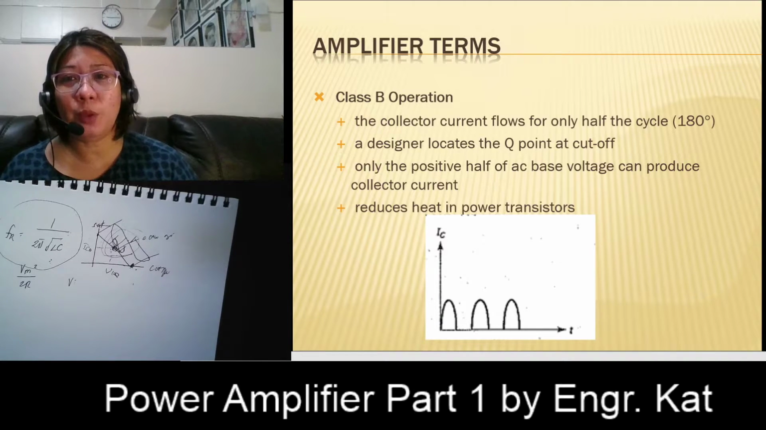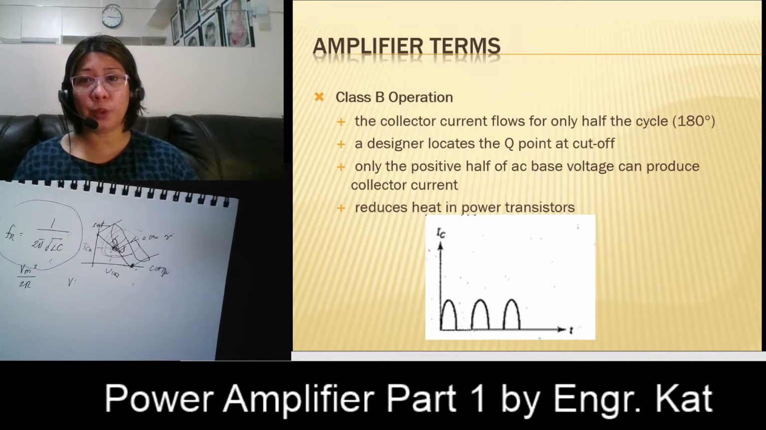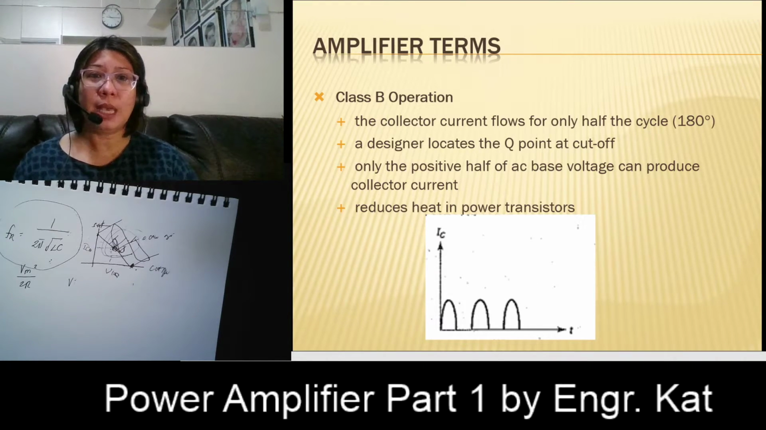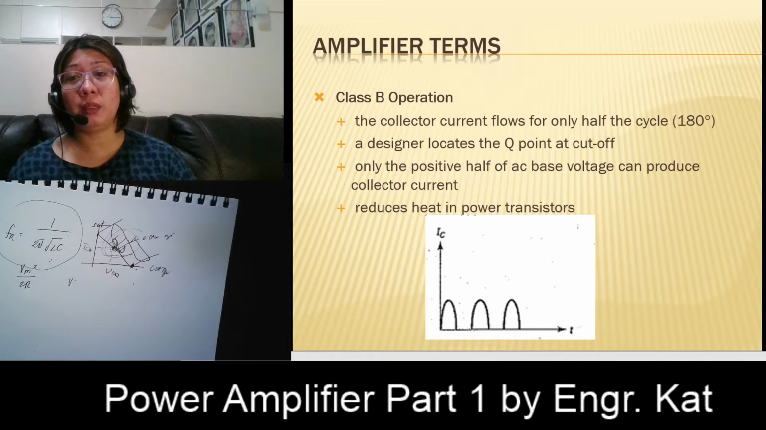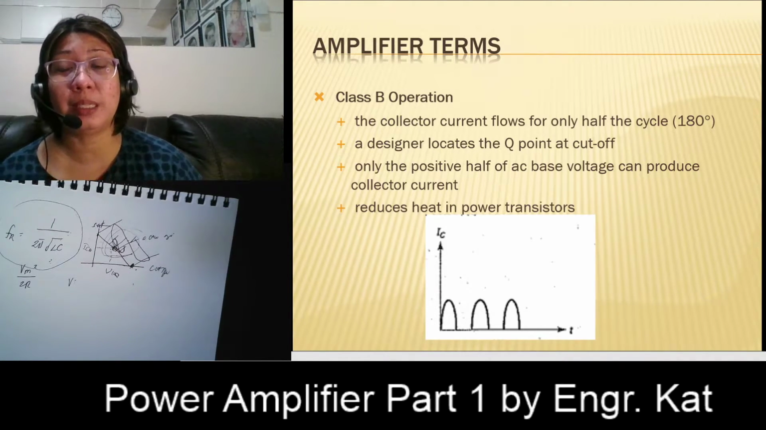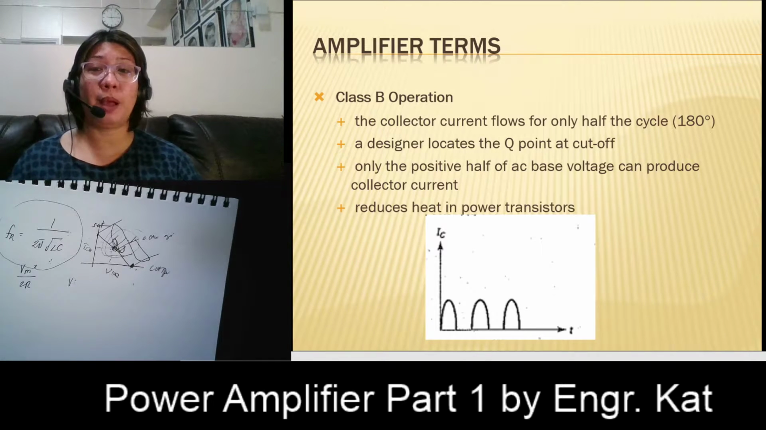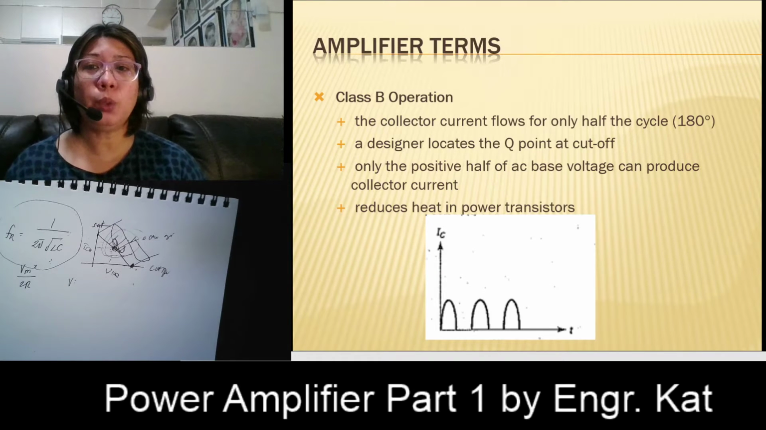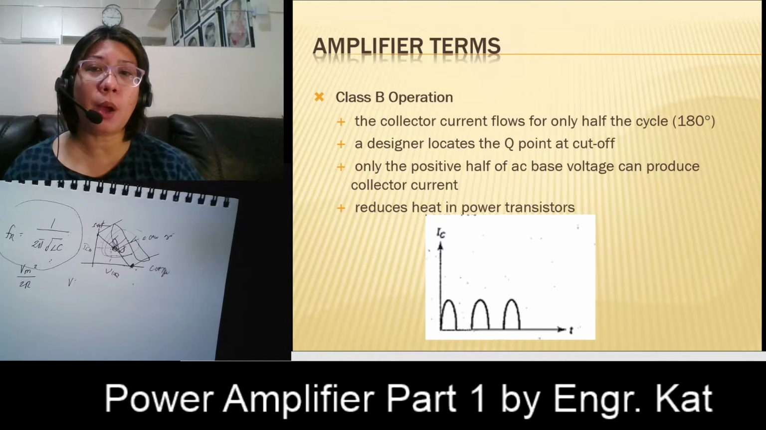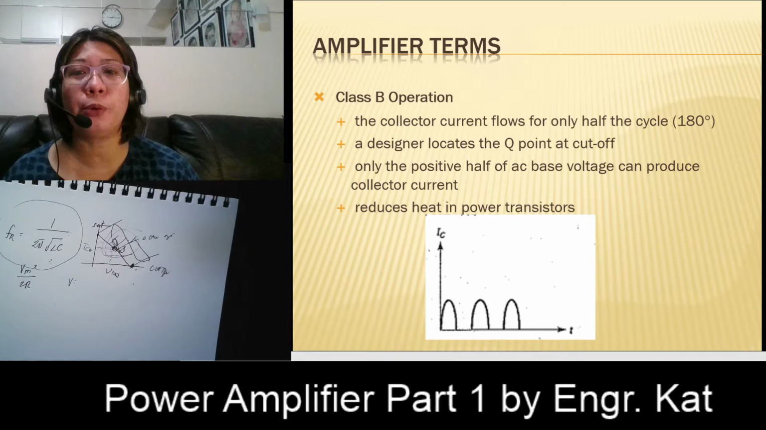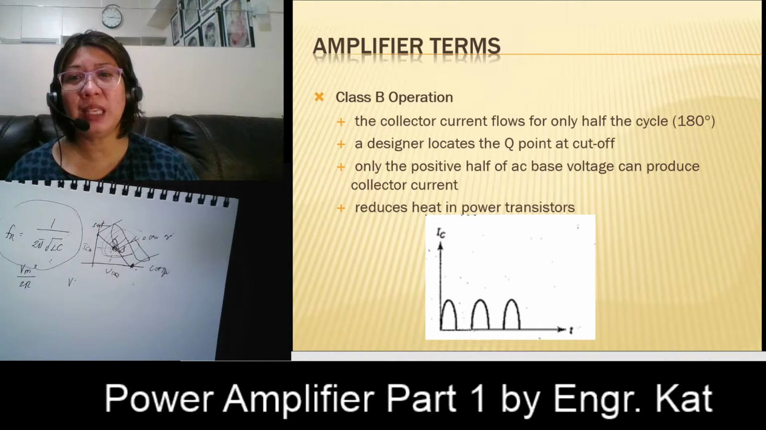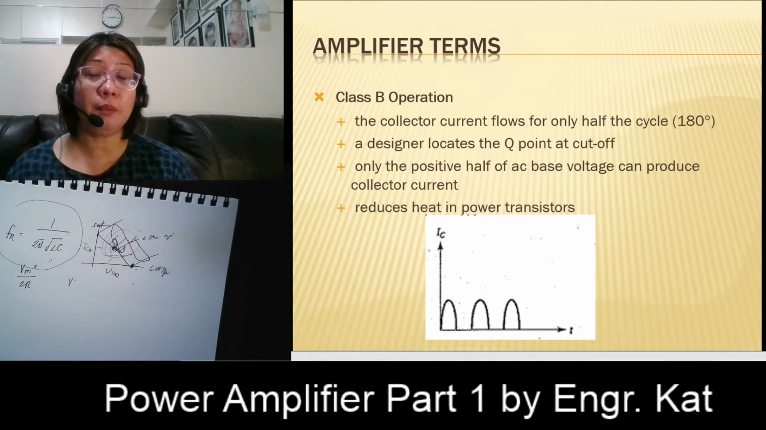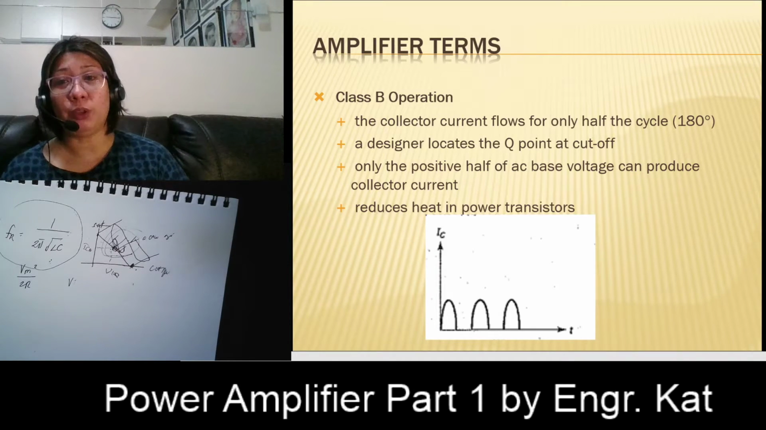Okay, so again, we have here a term power transistor. The usual transistors that we are using from our previous videos, like the 3904 or 3906, are called small signal transistors, and they are being used for small signal applications. For power amplifiers, we call them power transistors. They still have three terminals, still the base, collector, and the emitter.